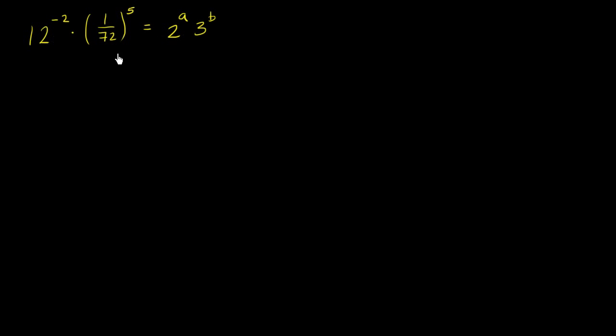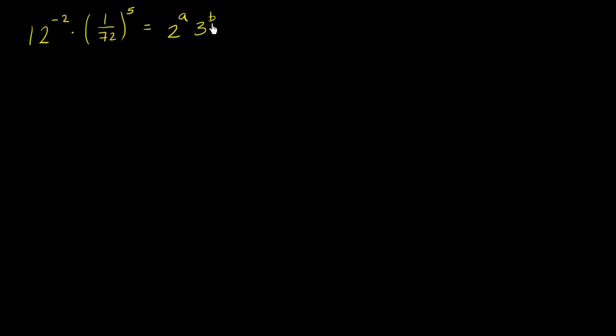So we have this equation right over here. 12 to the negative 2 power times 1 over 72 to the 5th power is equal to 2 to the a power times 3 to the b power. And what I want you to do now is pause this video and find values of a and b that satisfy this equation, where a and b are two integers.